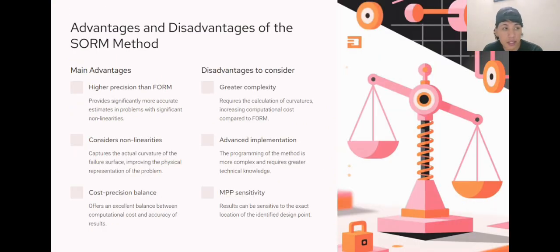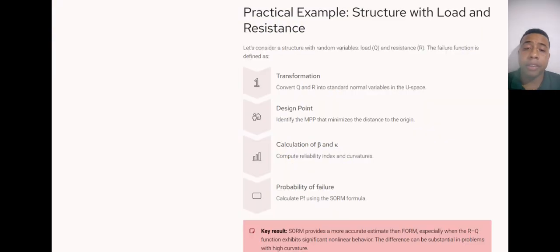Some of its advantages include higher accuracy than FORM, the ability to model nonlinear limit states, and a good balance between computational cost and precision. However, it also has limitations. It's more complex to implement, as it requires curvature calculation. It can be sensitive to the chosen design point. To finish, let us do a simple example.